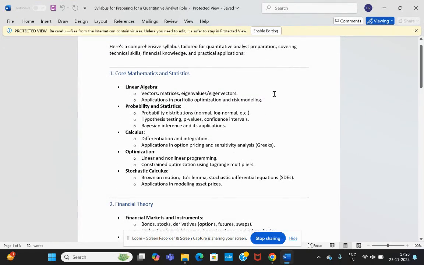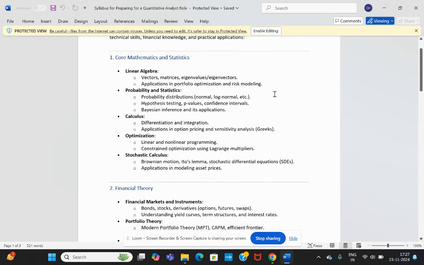Then we will move to optimization techniques such as linear and non-linear programming, and constrained optimization using the Lagrangian multiplier. These things I will guide you through in detail. And then we will move to stochastic calculus.